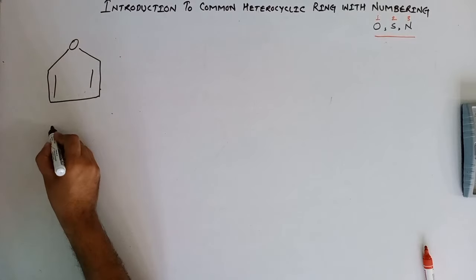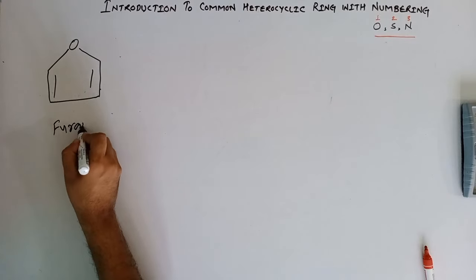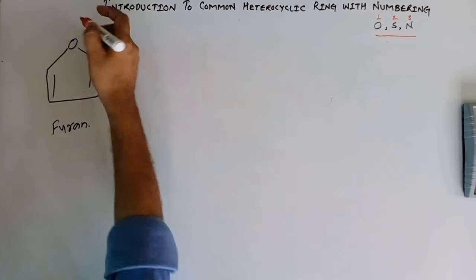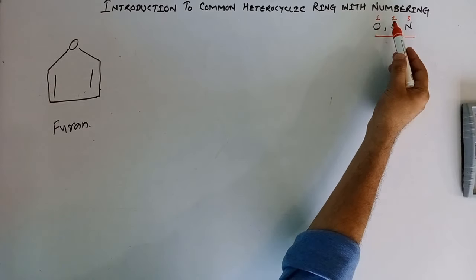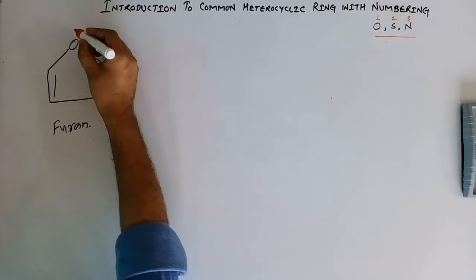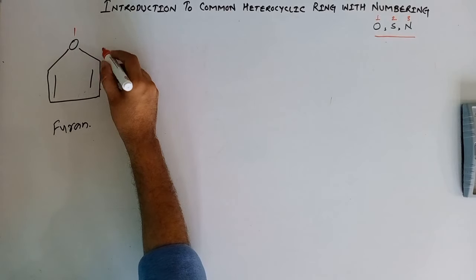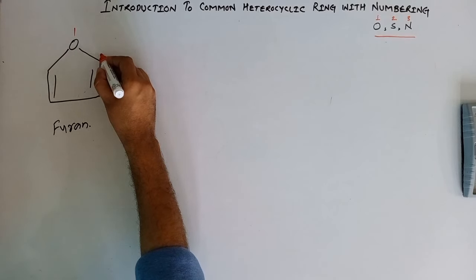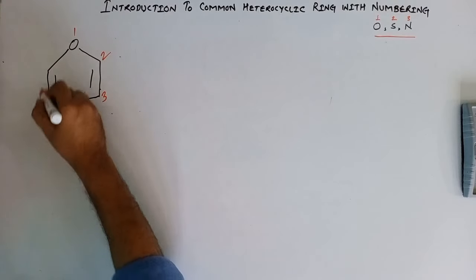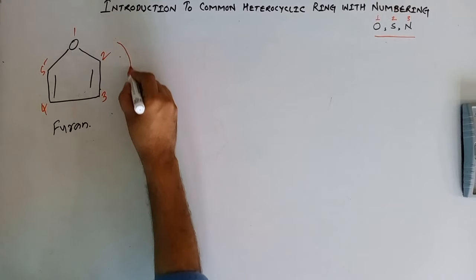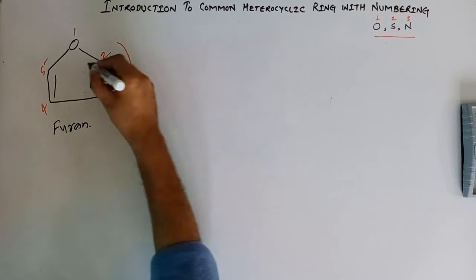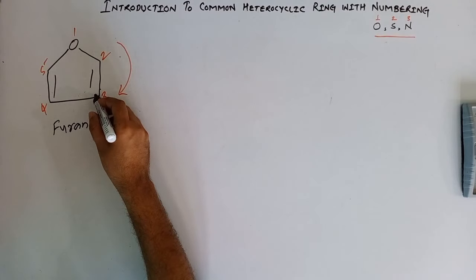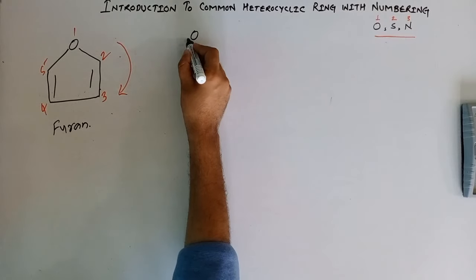this one. This is known by the name furan, and the order of priority is as I have written over here: oxygen should be given first priority, sulfur second, and nitrogen last, third priority. So oxygen first, and according to IUPAC, the numbering in a cyclic molecule should be given in the clockwise direction. So 1, 2, 3, 4 and 5. This is furan.